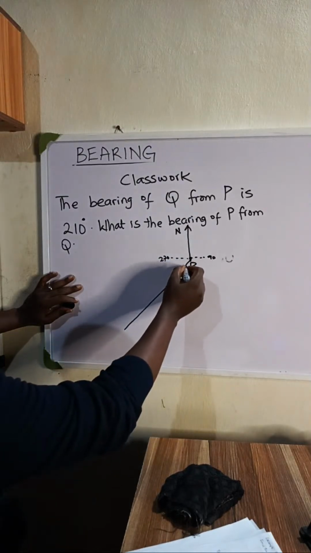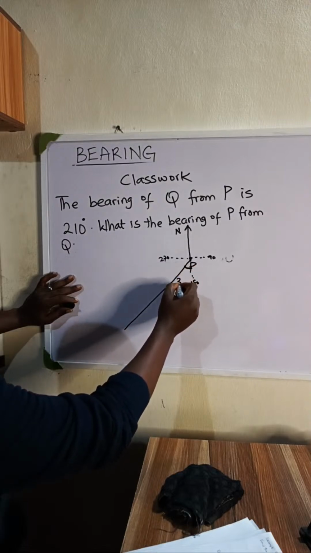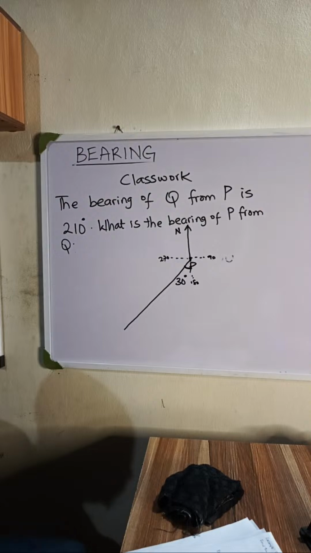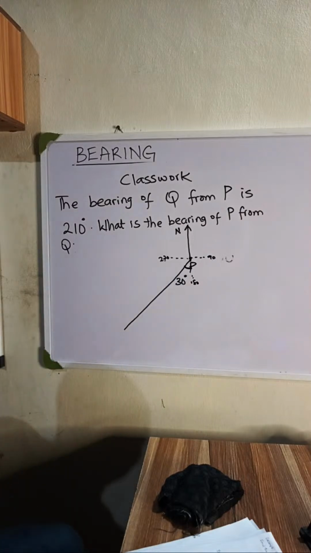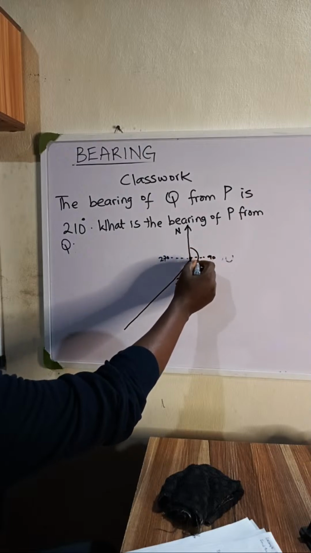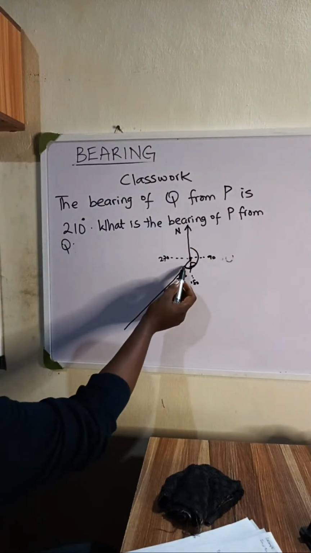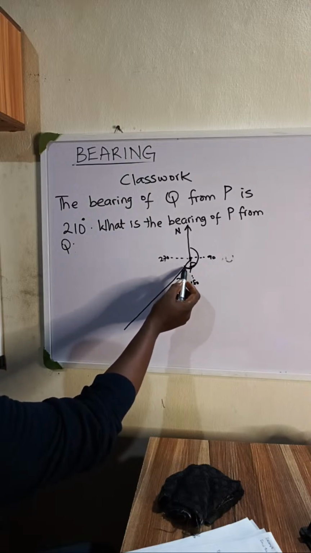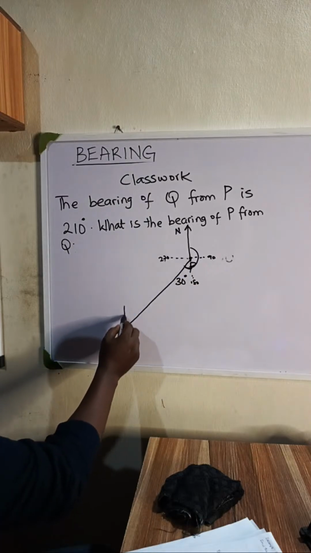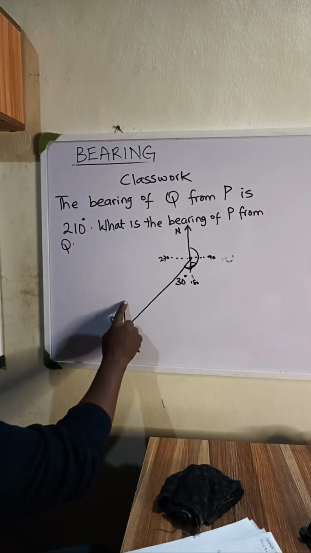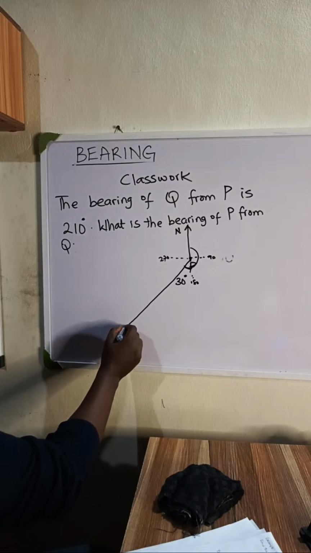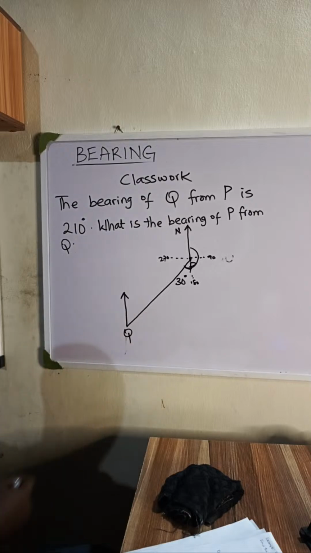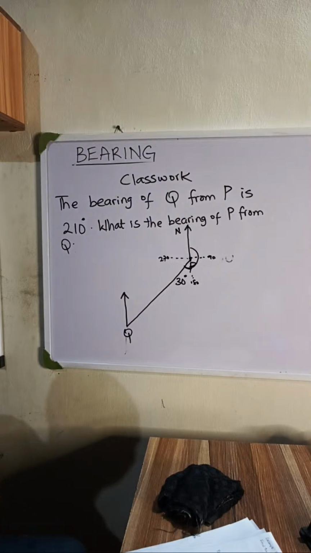And then the space here is 30 degrees. The space between 180 and 210 is 30 degrees. This entire space, we know it to be 210, but this small space between 180 and 210 is 30 degrees. Then you do this. So you've gotten to point Q, and you want to go back to point P. So the bearing is simple.